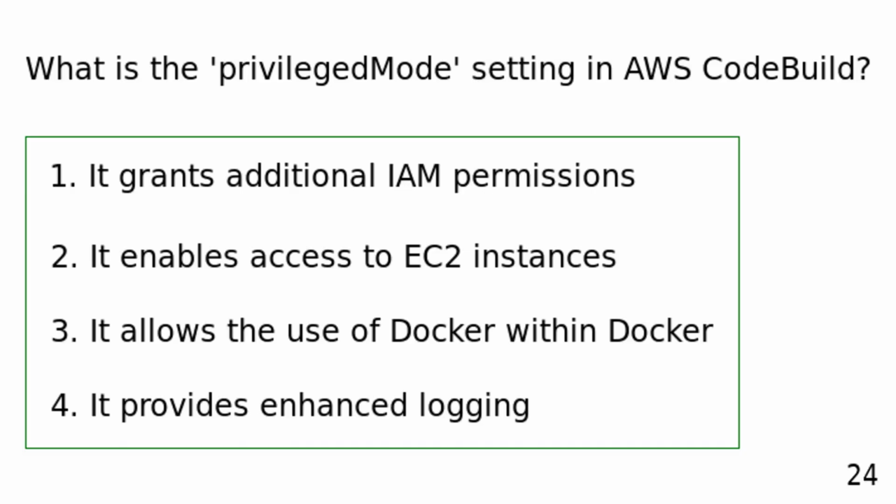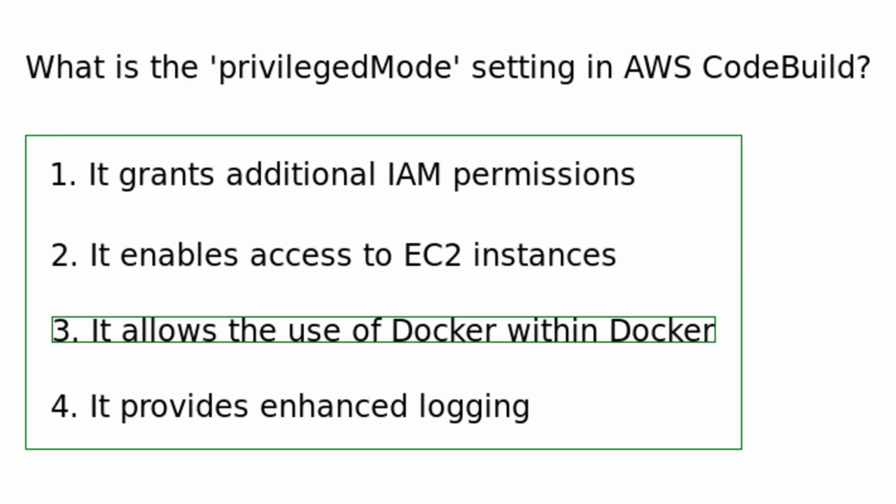What is the privileged mode setting in AWS CodeBuild? It grants additional IAM permissions. It enables access to EC2 instances. It allows the use of Docker within Docker. It provides enhanced logging. The privileged mode setting in AWS CodeBuild allows the use of Docker within Docker, enabling more complex build environments.